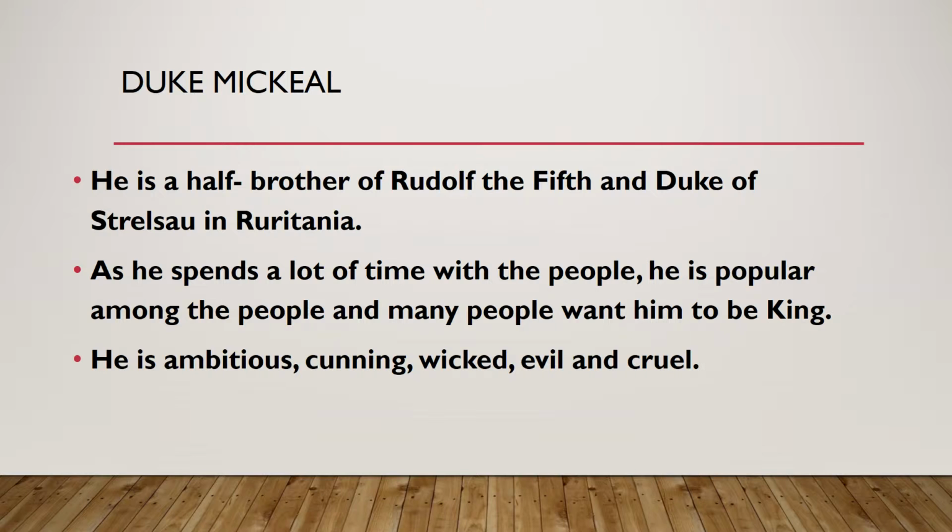Okay? Now something about Duke Michael. He's a half brother of Rudolf the Fifth and Duke of Strelsau. As he spends a lot of time with the people, he's popular among the people, and many people want him to be king. He's ambitious, cunning, wicked, evil, and a cruel man.